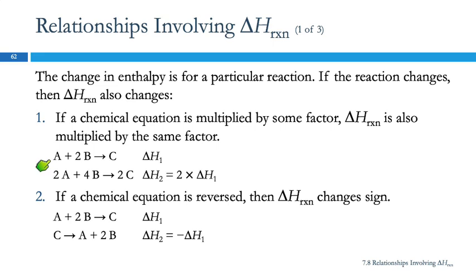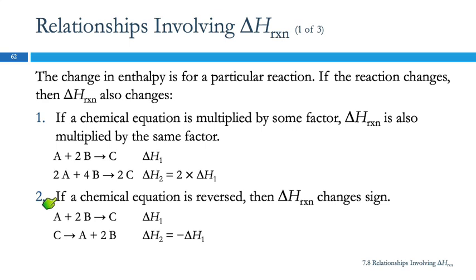So if I react 1 mole of A and 2 moles of B, and I get delta H some amount of energy, if I react twice as much stuff, 2 A's and 4 B's, I would expect twice as much energy, right? Does that make sense? You burn twice as much propane, you get twice as much heat. You burn half as much, you get half as much heat. So that's what that one is saying.